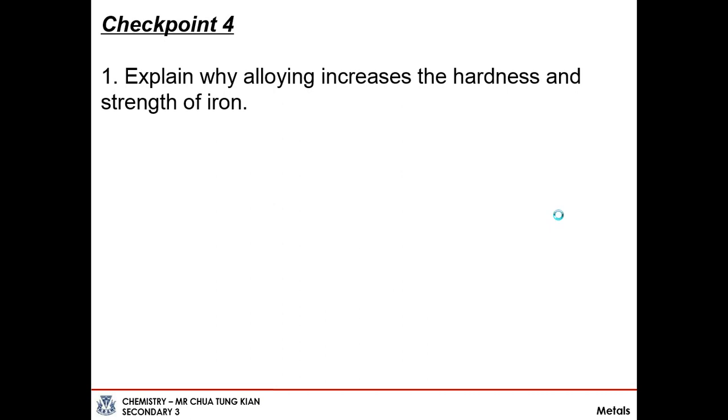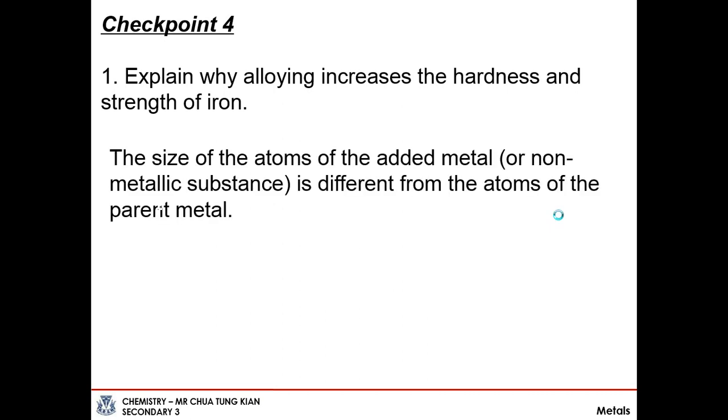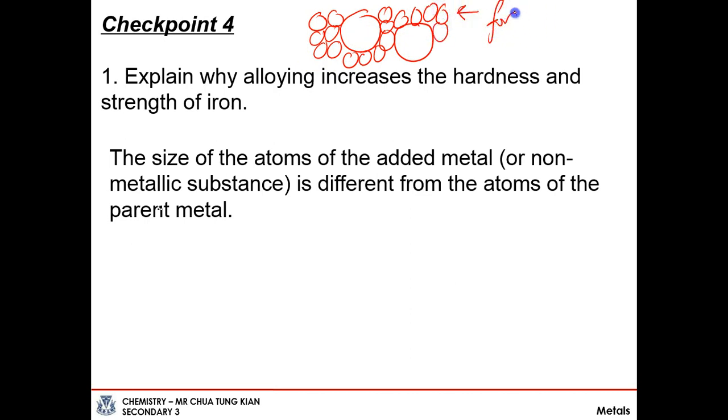So if you recall, iron is a metal, a giant metallic lattice, with cations and a sea of delocalized valence electrons. They form layers. So when we add in other substances, they disrupt the orderly arrangement of the original parent metal. And because of this, they don't allow the layers to slide easily. The layers cannot slide easily when a force is applied, and as a result, the hardness and the strength increases.